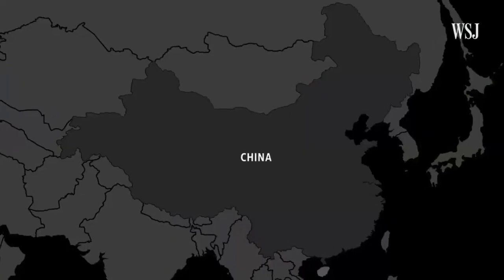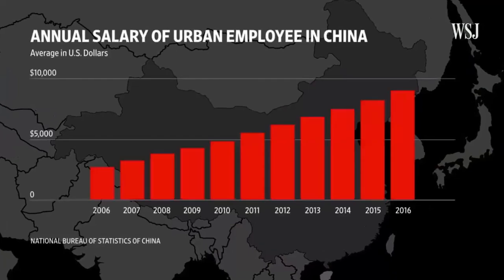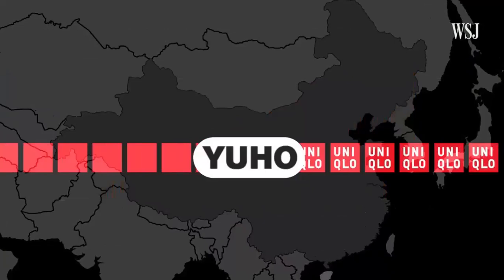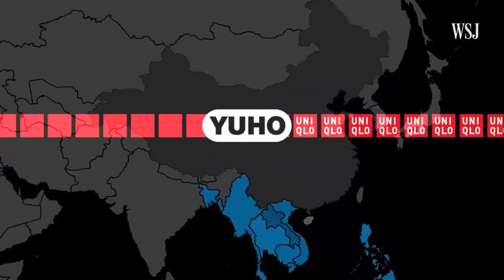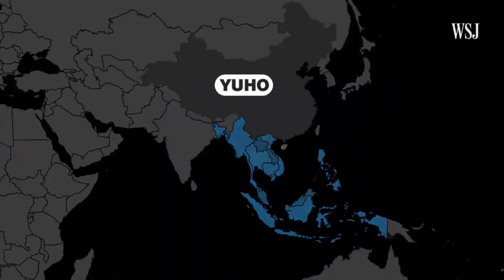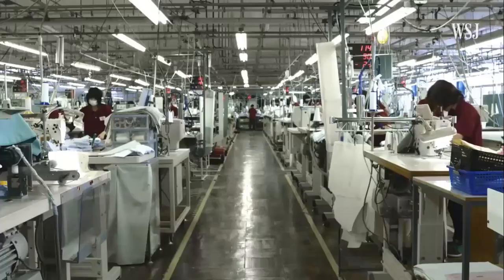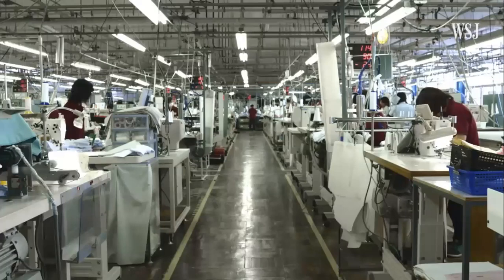Yuho's owner tells us his machines are used in China, where labor costs are rising, to help make clothes for Uniqlo. But the developing world hasn't been all that interested, he says, because the price tag for them is so high. Cost is one reason why automation in the garment industry may take root first in the West.